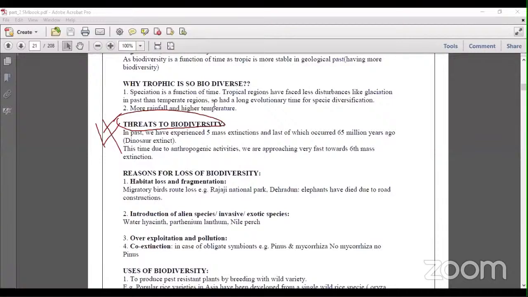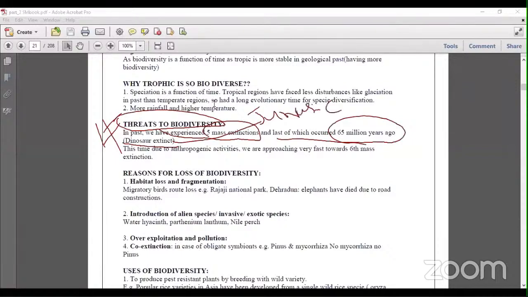Till now in the past, we have experienced 5 mass extinctions, like 5 times the major extinction. The last of which was about 65 million years ago. It was the Jurassic period, when the dinosaurs got extinct 65 million years ago.